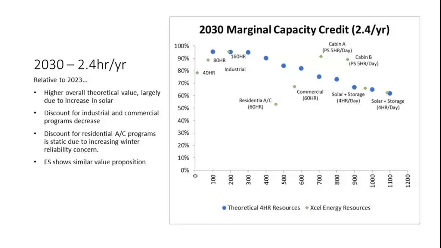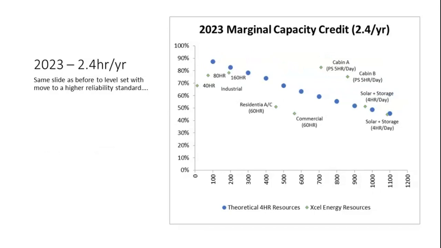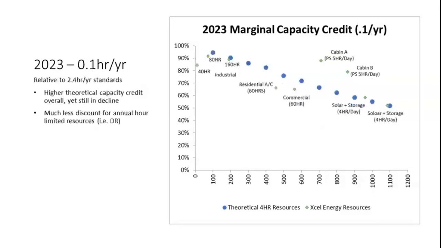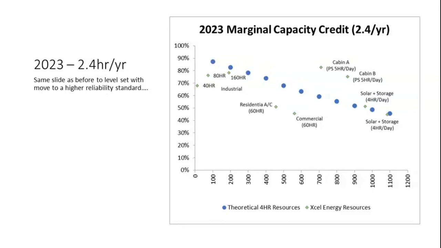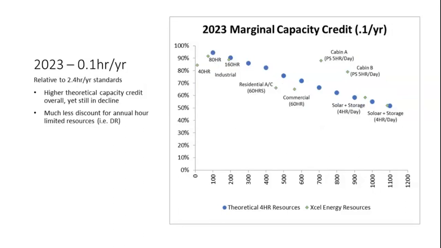So I'm going to go back to that 2023 look, just to baseline ourselves. So here we are. This is the same slide we had before. We're just level setting you because we're going to go from here to a higher, more stringent standard. We're going to go from 2.4 to 0.1, and we're going to see what a higher reliability standard does. I'm going to flip back and forth again. Same year now, just a higher reliability standard.